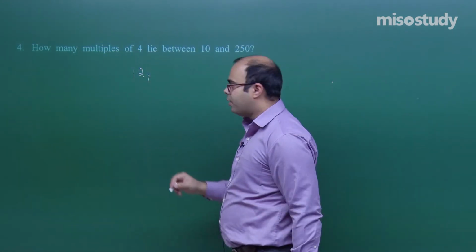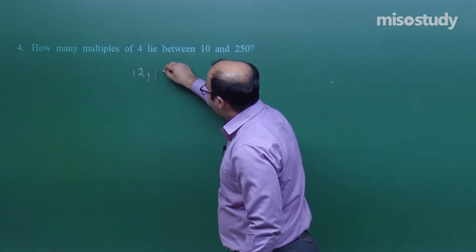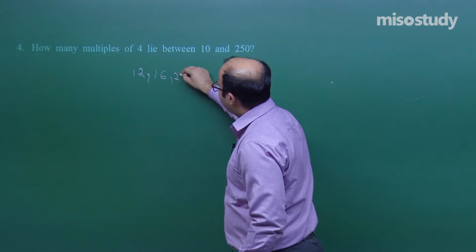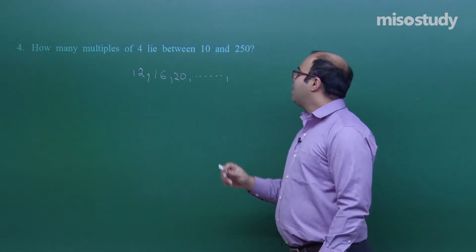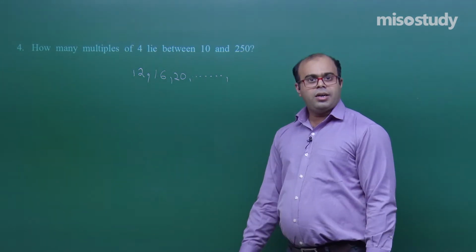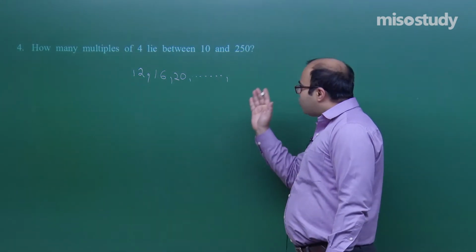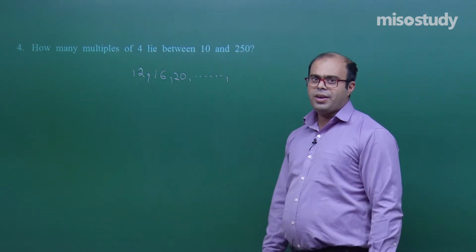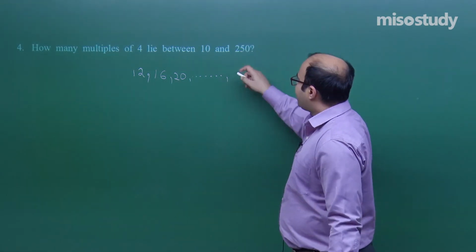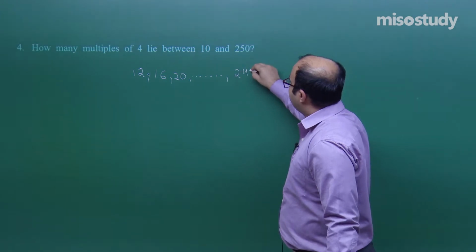4 into 3 is 12. We keep on writing the multiples, then 16 will be there, then 20 will be there, common difference is 4 since multiples of 4 are there. 250 is not a multiple of 4. So which is the last term which is a multiple of 4? When we divide 250, we get a remainder 2. That means we subtract 2 from here, we get 248.